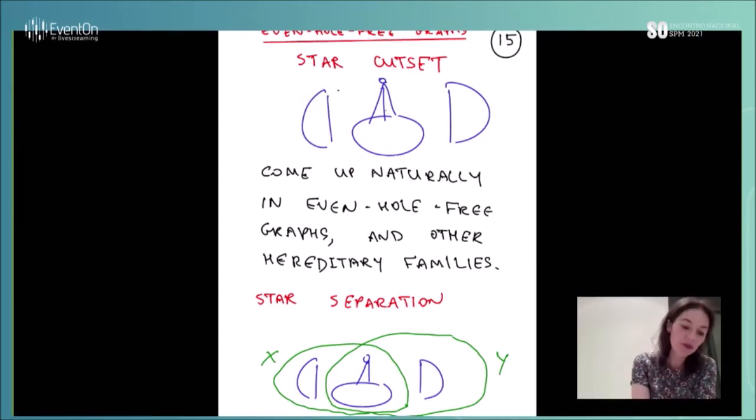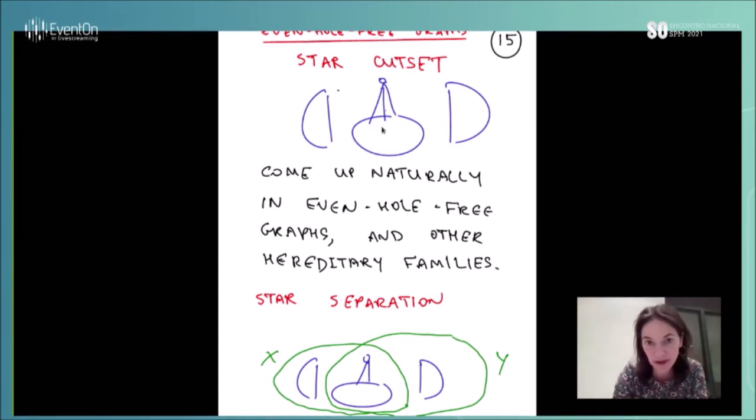So now in graphs with forbidden induced subgraphs, there are a lot of natural separations lying around. Let me focus on one of them. I'll call it a star cut set. A cut set in a graph is a set whose deletion makes the graph disconnected, and a star cut set is a cut set that has a vertex adjacent to everybody else in the cut set. So in other words, if I take a vertex and some of its neighbors, and deleting that disconnects the graph, that's called a star cut set.